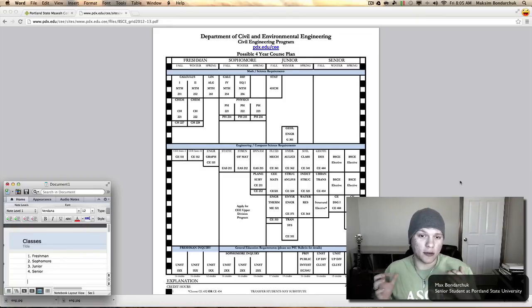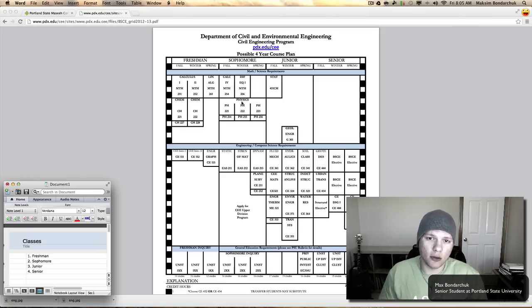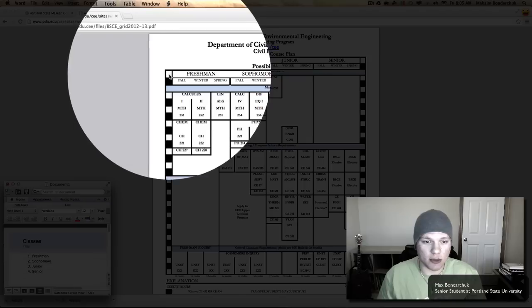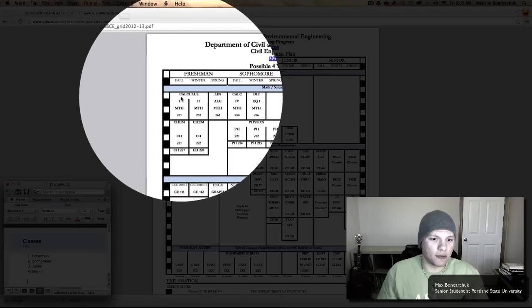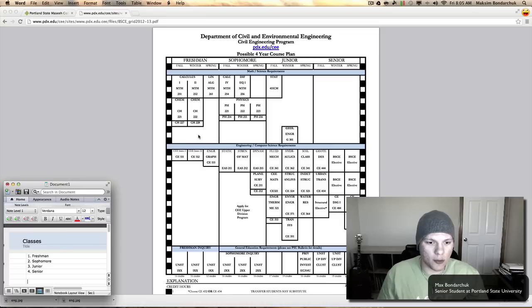As promised, I was going to show you the course plan, the 4-year course plan for the civil engineering degree. At least this is from Portland State University, but I'm sure other universities have a similar plan. I'm just going to go through it step by step, starting with freshman year. So if we look at freshman year, you start out with some of the basics.